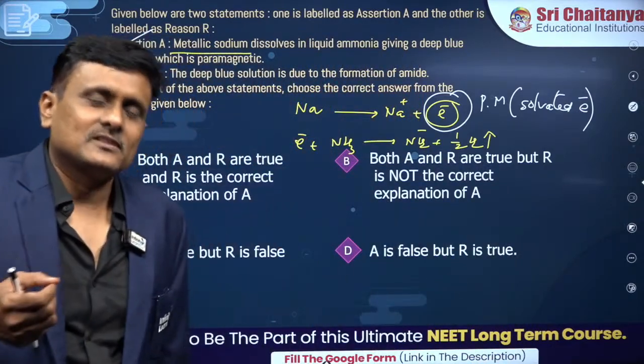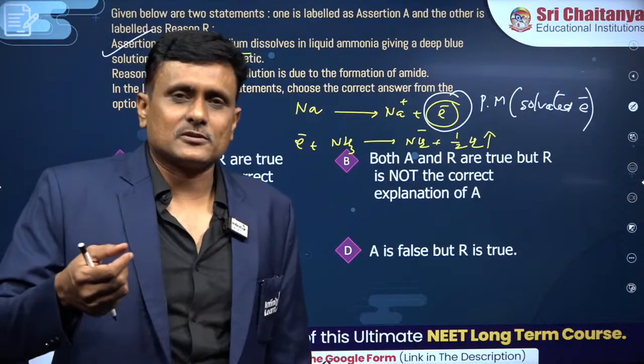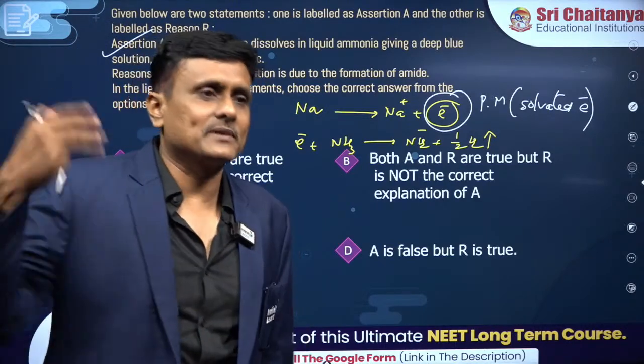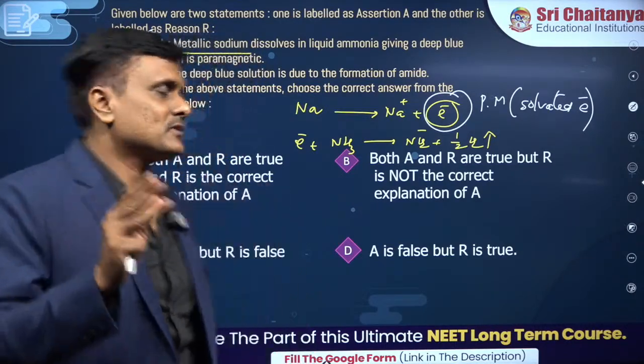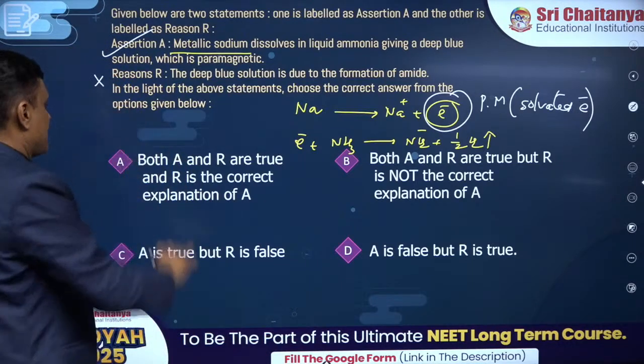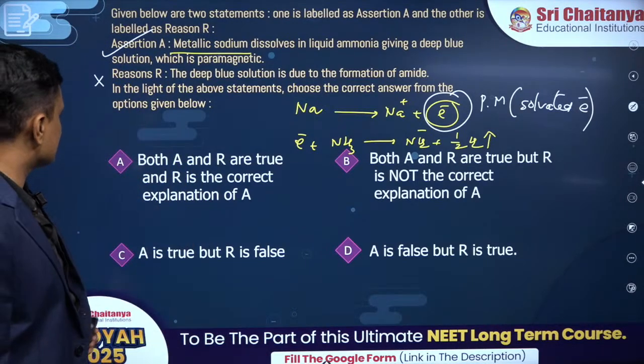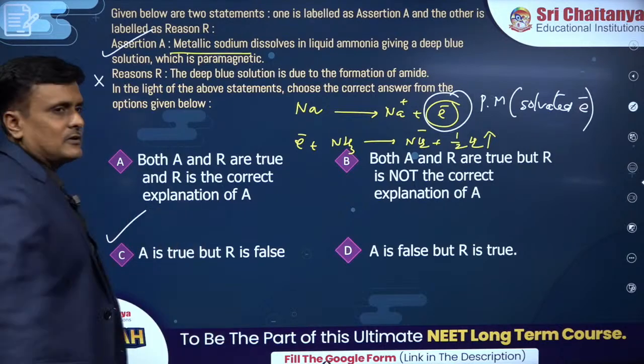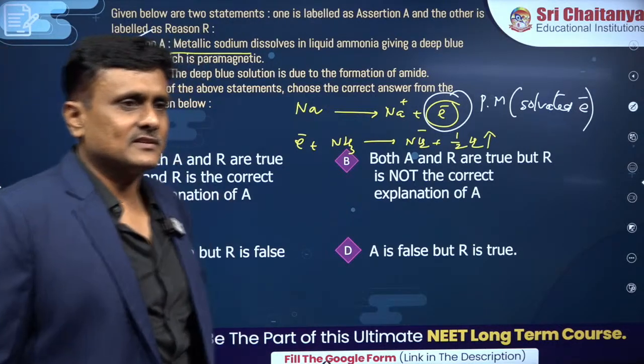So that's how we describe solvated electrons as the strong reducing agent, appearing colored, and so on. Therefore, it is not due to the amide ion. So this reason looks to be incorrect. Assertion is true, reason is false. You need to answer with me, isn't it?